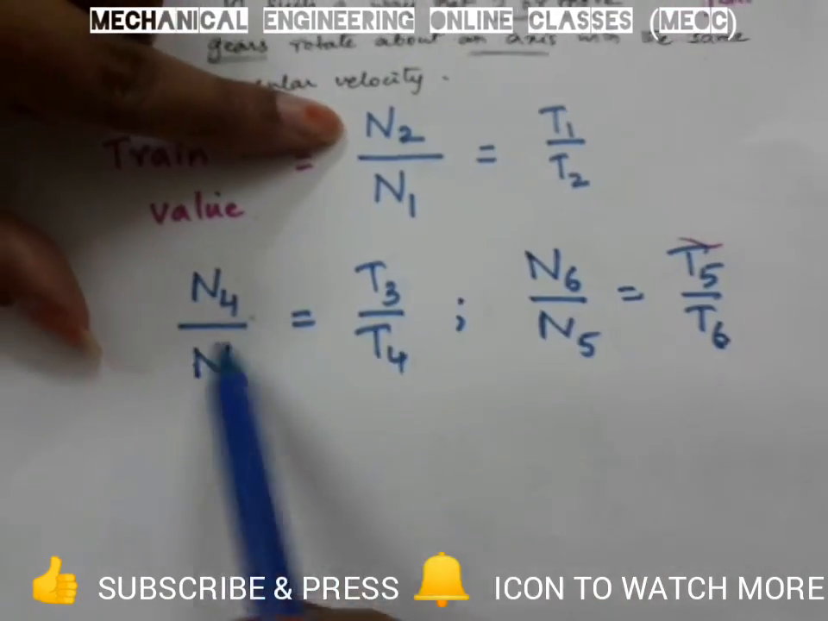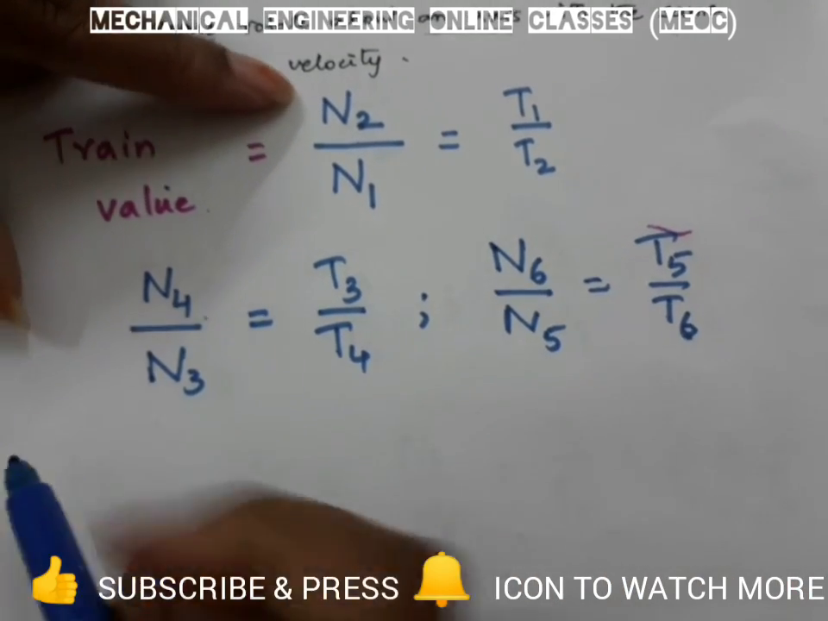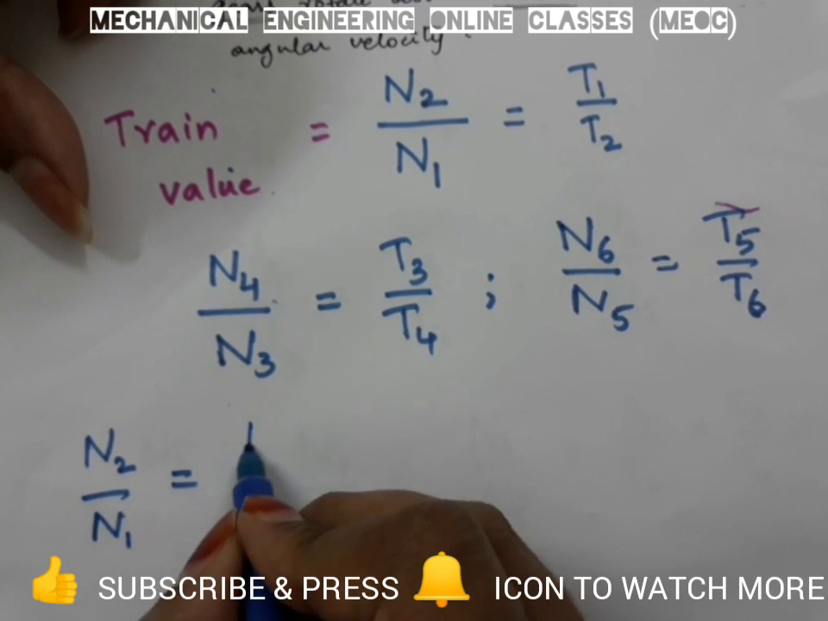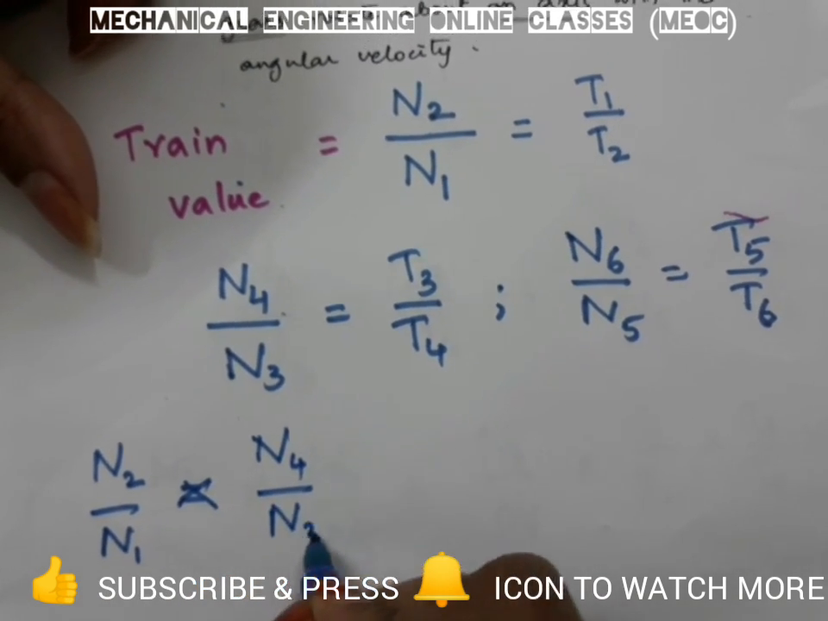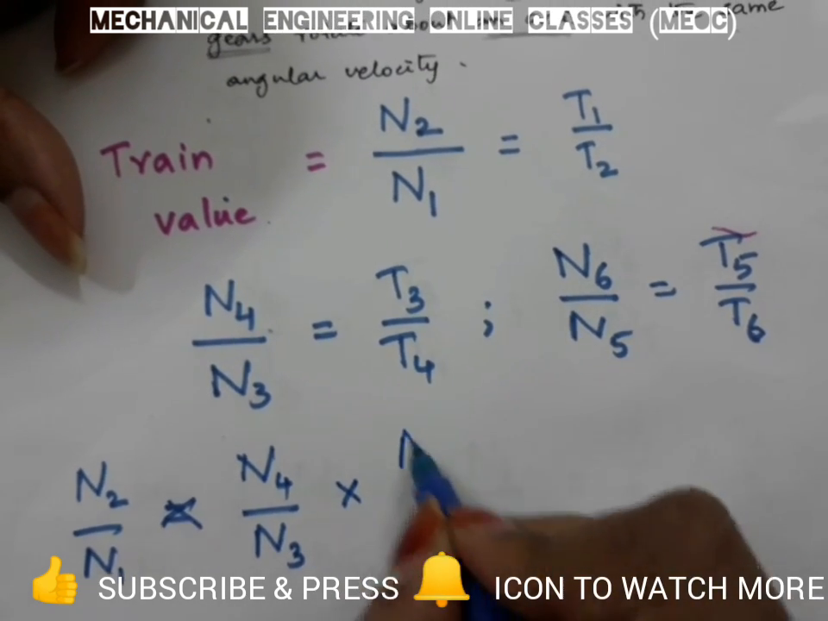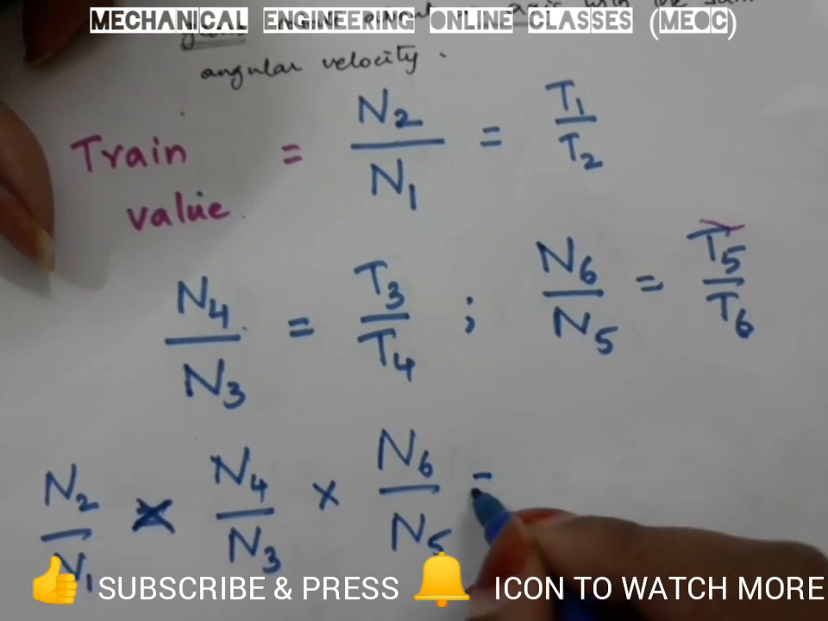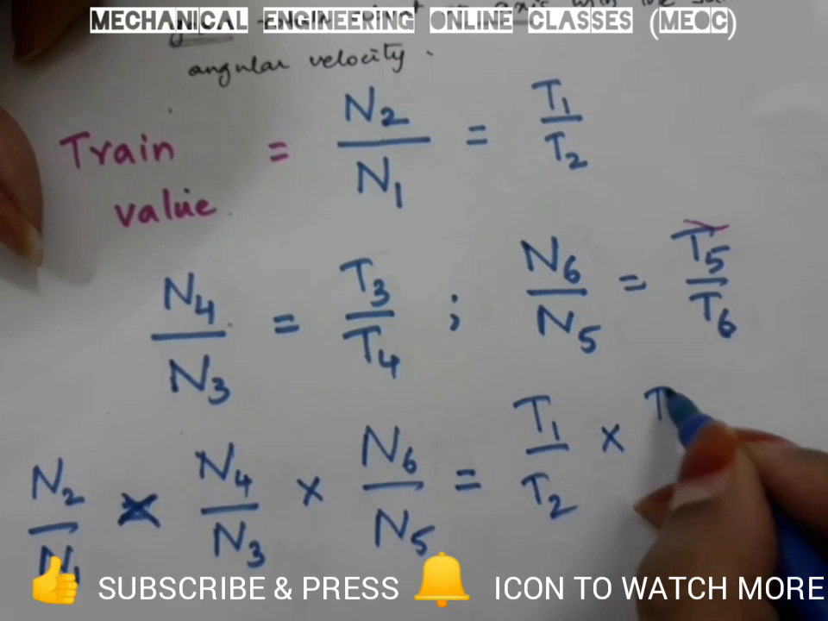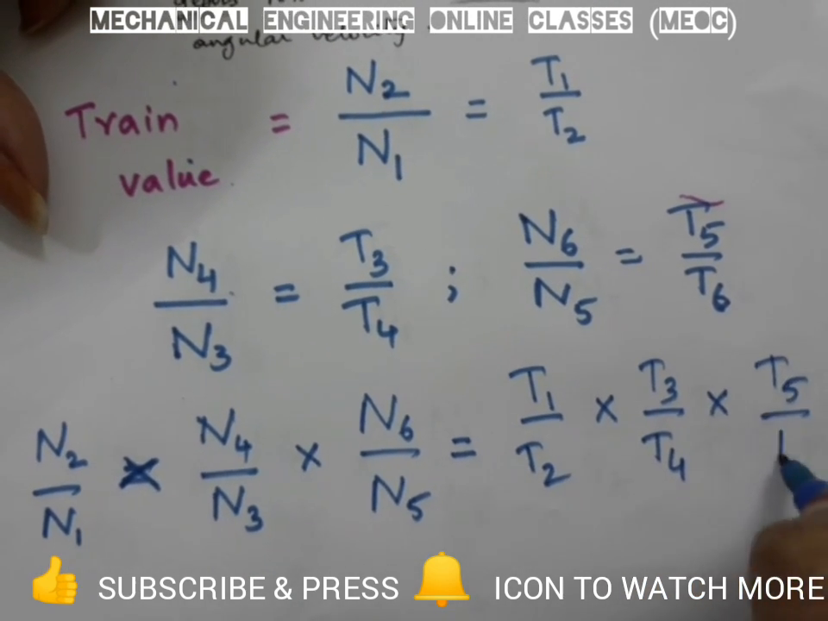Now I will multiply all the LHS values and equate it to the multiplication of all the RHS values. So N2 by N1 into N4 by N3 into N6 by N5 should be equal to T1 by T2 into T3 by T4 into T5 by T6.